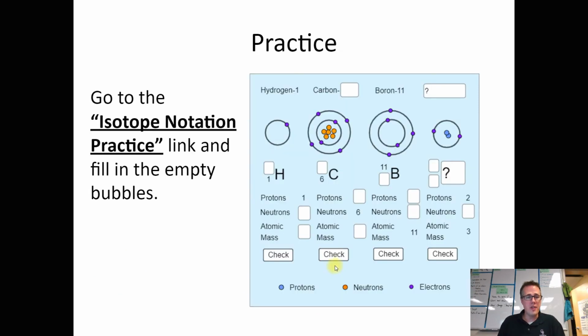Now we're going to take a break from this video and go do some practice on a website. In Google Classroom, there is a link that says Isotope Notation Practice. When you get there, you're going to see what is on my screen.